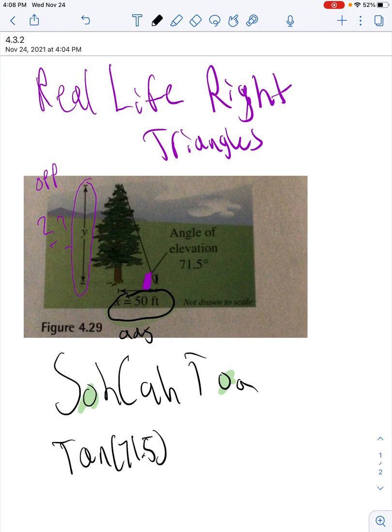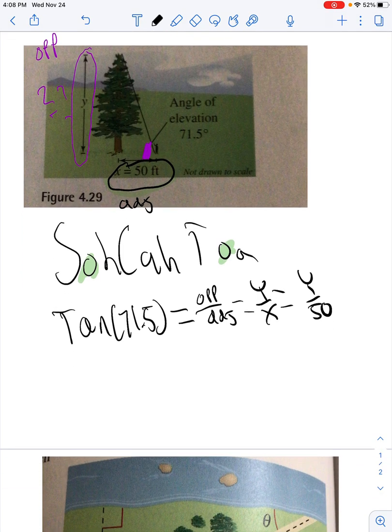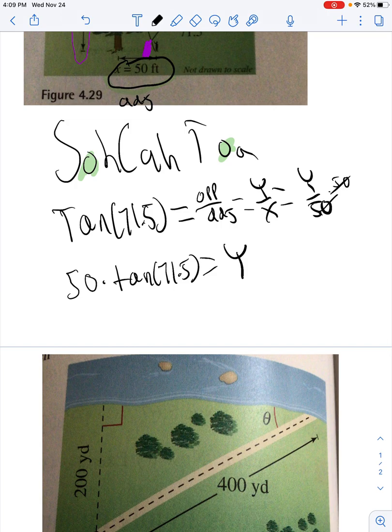So I'm going to say tangent of 71.5 degrees equals opposite over adjacent, which in this case is y over x, and x is 50. All I need to do is get y by itself. If I multiply 50 on both sides, 50 times tangent 71.5, the 50 cancels out, and I'm left with y, which gives me how tall the tree is.